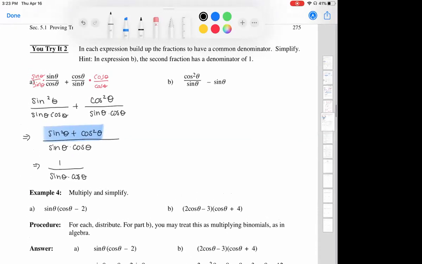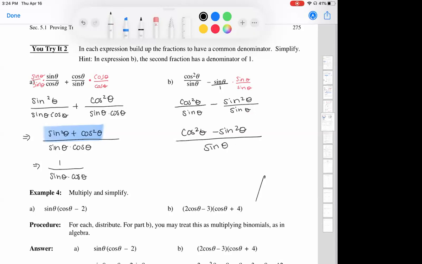Let's take a look at B. I can think of this as having over one. And in order to create a common denominator, I just need to multiply by sine over sine. All right, so far we have cosine squared theta over sine theta minus sine squared theta over sine theta. All right, let's subtract. So I have cosine squared theta minus sine squared theta all over sine of theta.